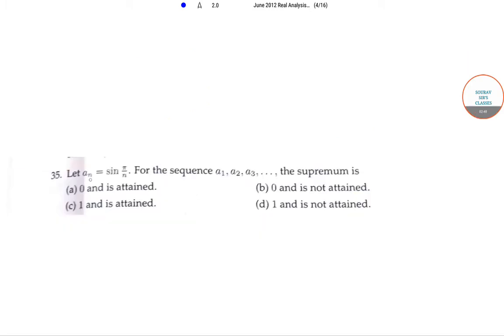The next question is, let a_n is equal to sin(pi/n). For the sequence a_1, a_2, a_3 and so on, the supremum is option A, 0 and is attained, option B, 0 and is not attained, option C, 1 and is attained, and option D, 1 and is not attained.